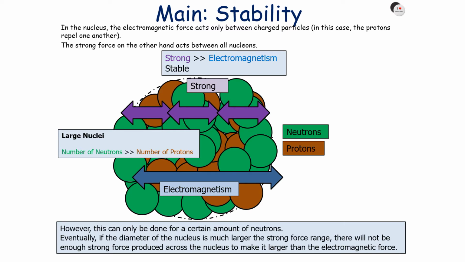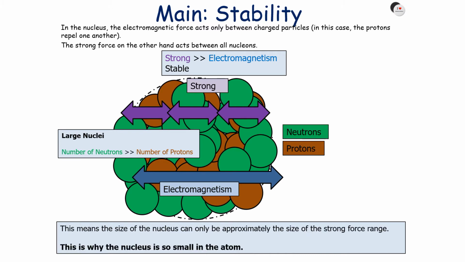Now eventually though, this is only a bit of a short-term fix, because if the diameter of the nucleus is just so much larger than the strong interaction range, there'll not be a large enough strong interaction produced across the nucleus to make it larger than the electromagnetic interaction. So this means that the size of the nucleus can only really be approximately the size of the strong force interaction, which is why the nucleus is so small in the atom.